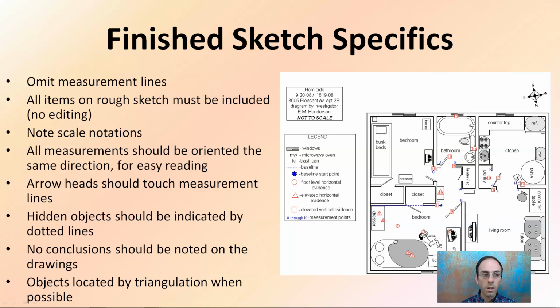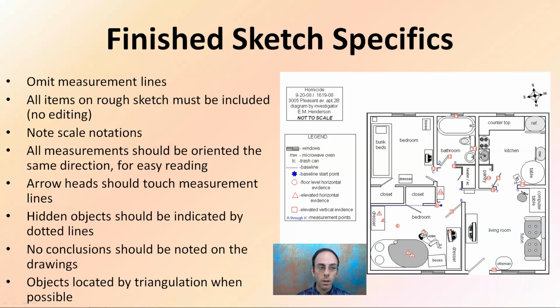So let's move myself over here. Note the scale notations. All measurements should be oriented in the same direction for easy reading. We're looking at the kitchen, the countertop, reference points, everything in that same orientation. Arrowheads should touch measurement lines if you are using those. Hidden objects should be indicated by dotted lines. No conclusions should be noted on the drawings. This is just an image of what was there.